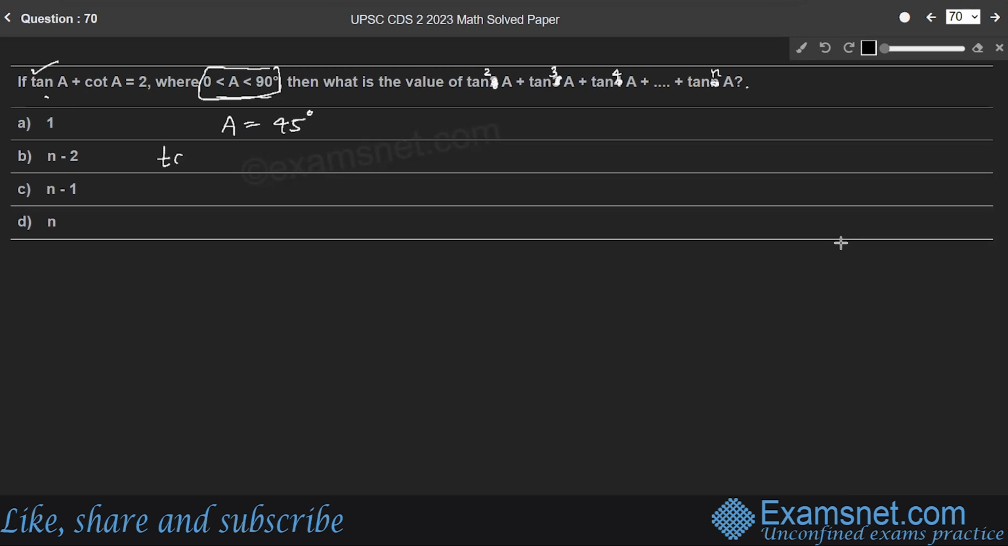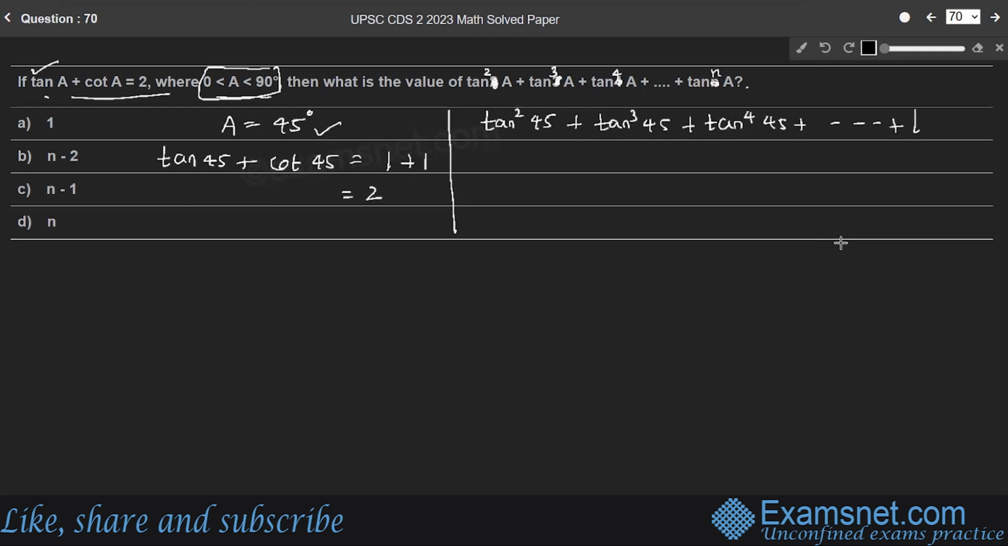So tan 45 plus cot 45. Tan 45 is 1, cot 45 is also 1, 1 plus 1 becomes 2. It satisfies the given equation when A is equal to 45 degrees. Now consider the expression tan square A. So it becomes tan square 45 degrees plus tan cube 45 degrees, tan raised to 4 of 45 degrees, up to tan raised to n of 45 degrees.